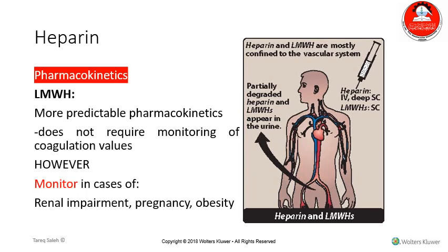On the other hand, the pharmacokinetics of low molecular weight heparins are more predictable, and that is why they don't require very strict monitoring of coagulation values and bleeding times. However, in renally impaired patients, in pregnant ladies, or in obese individuals, monitoring of the levels of activated factor 10 is recommended when you are using low molecular weight heparin.